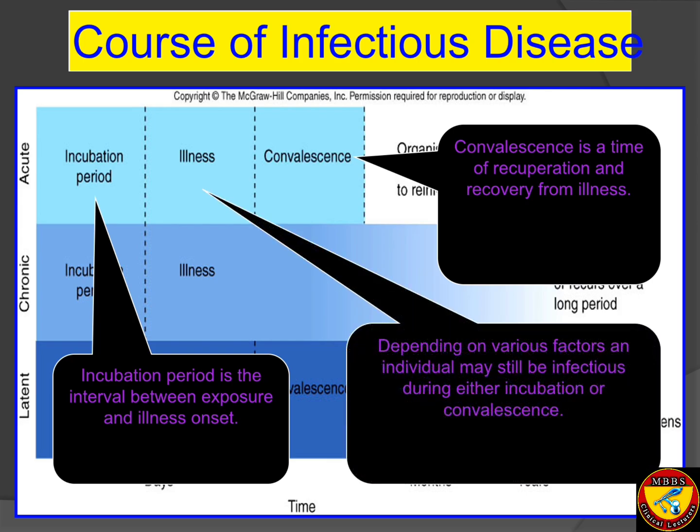So, another picture showing different stages in cases of acute, chronic and latent infection. First, there is the incubation period, then there is illness, then there is convalescence. Convalescence is a time of recuperation or recovery from illness. The illness period will vary according to different microorganisms, and in this time the individual may still be infectious, and it can lead to spread of infection during incubation or convalescence.